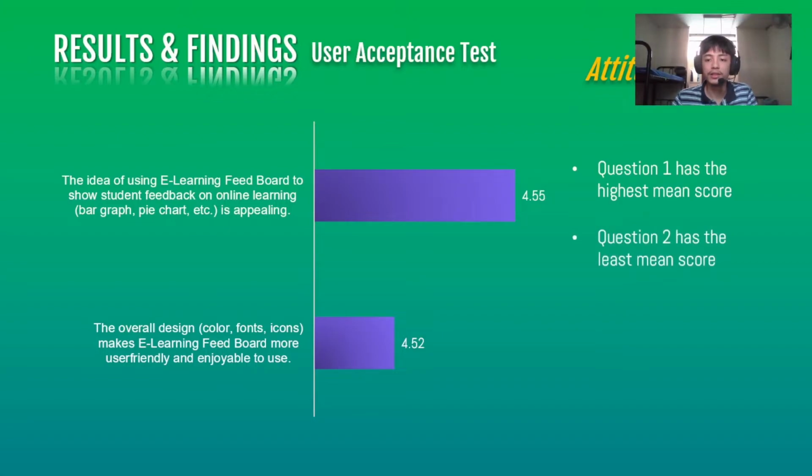Question 2 has the least amount of score, but still holds a solid 4.52 mean score, meaning that users like the overall design of the dashboard. Since the attitude section is about the design of the dashboard, research objective 2 was achieved in the test, which is to design and develop a dashboard for data visualization.